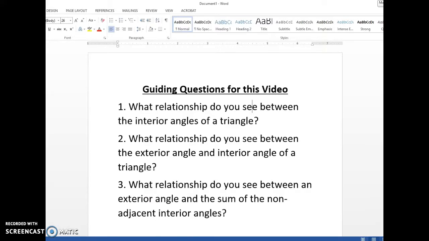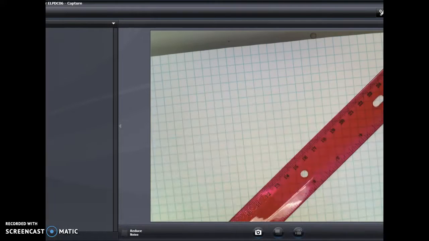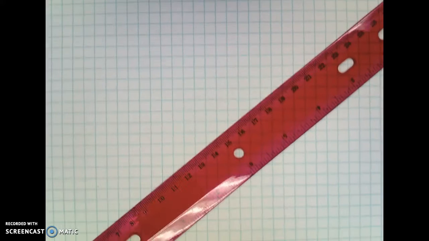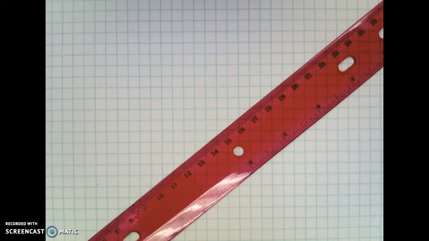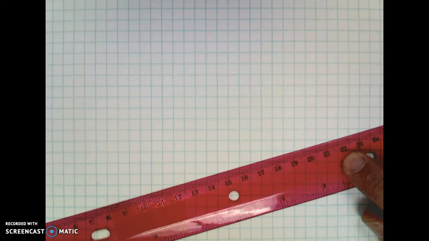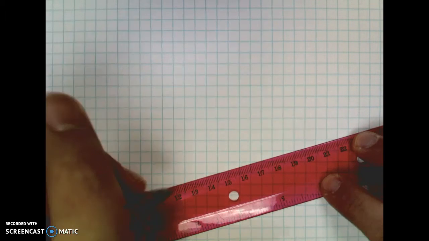angles? What I'm going to ask you to do is, with a sheet of paper, a ruler, and a protractor, I would like you to construct a triangle. And so I'm going to model basically what one should look like here. So I have my ruler out. And again, you can draw the triangle however you'd like, as long as it obviously has three sides.